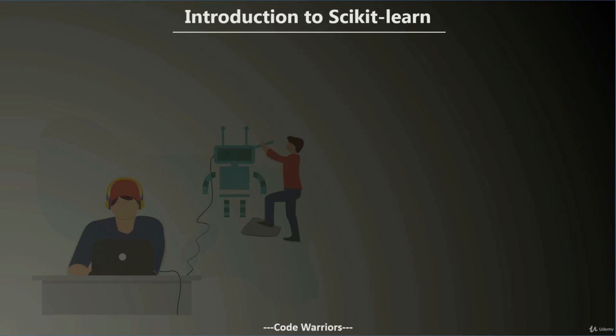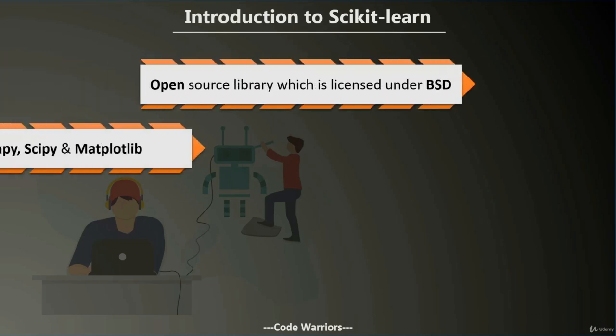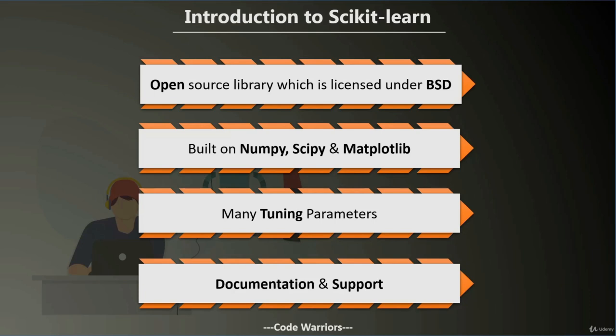So why are we going to use scikit-learn? Let's see. First of all, it is an open source library, and it is also licensed under BSD. It is also built on NumPy, SciPy, and Matplotlib. These are the most essential libraries you need to know for machine learning. If you don't know about NumPy or Pandas, you can visit our online session we posted on our YouTube channel, where we covered NumPy and Pandas in detail. And it has many tuning parameters.